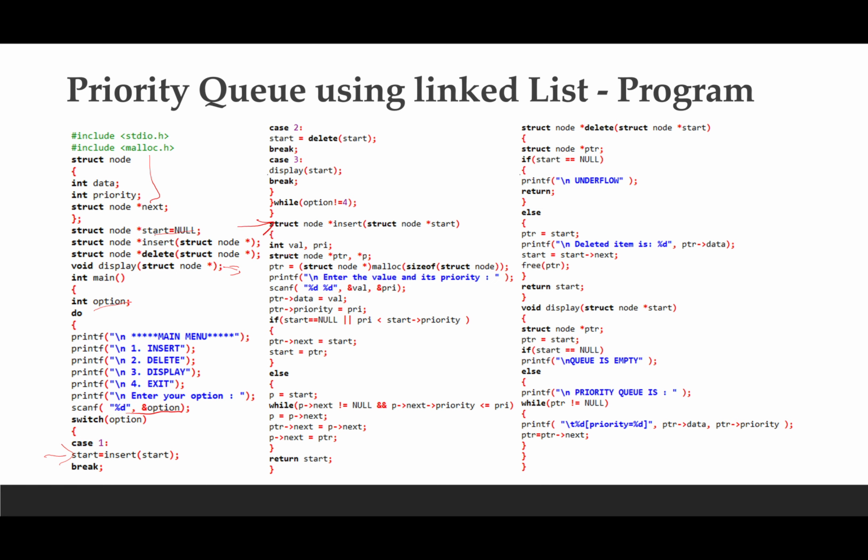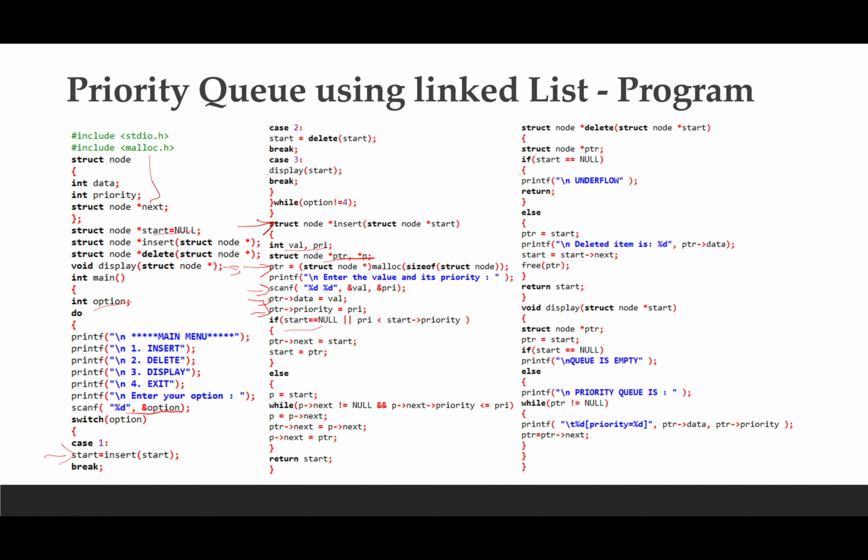Here, first we are declaring val, the value, and priority, then we declare two pointer variables, ptr and p. For ptr we assign the memory by using the malloc function, and by using the scanf statement we get the values for val and prior. Then ptr arrow data is equal to value, and ptr arrow prior is equal to priority, assigning the values in the node. Then we check the condition start is equal to null. If start is equal to null, it means the priority queue is empty. Or we are checking the condition on the priority.